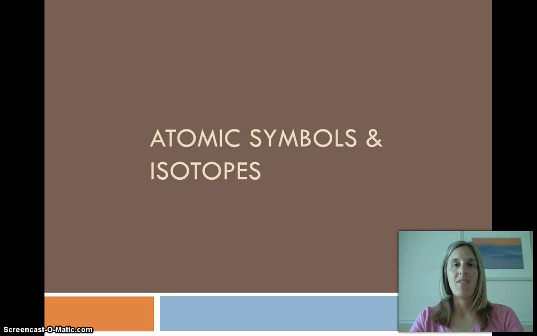So now that we have an idea of what makes up an atom, what we need to start to understand is what each of those pieces actually does inside an atom. So what we're going to focus on today with this video is how to represent those different pieces through using atomic symbols. And then in class tomorrow, we're going to expand on that to the idea of an isotope.